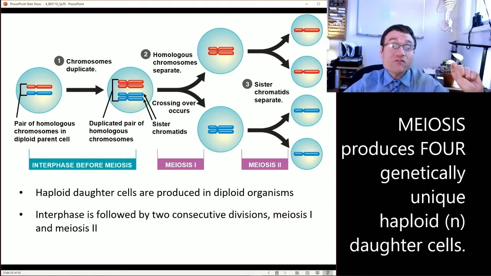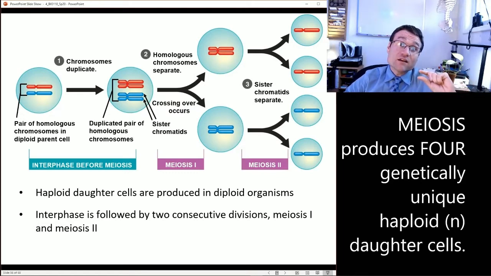Mitosis was the form of cell division wherein we started with a diploid parent cell and then we ended with 2 diploid daughter cells, and both of those daughter cells were identical. They were identical to each other and they were identical to the original parent cell.